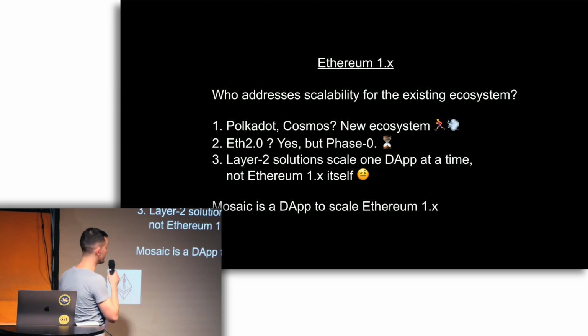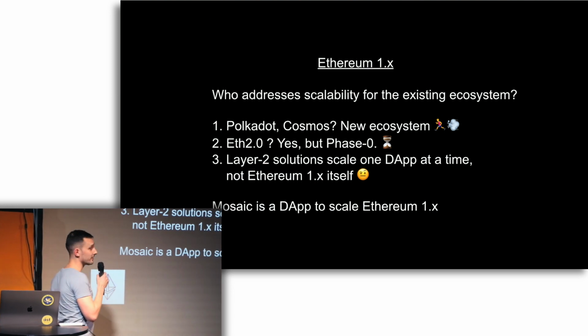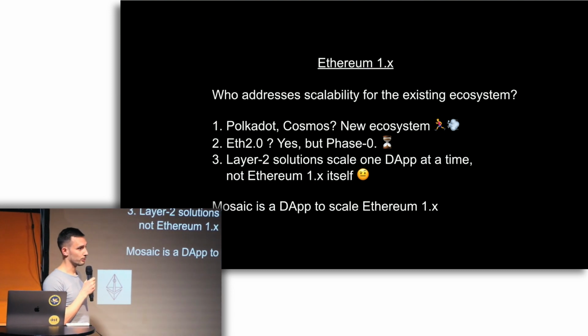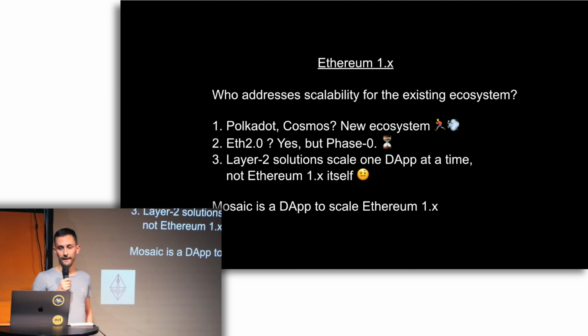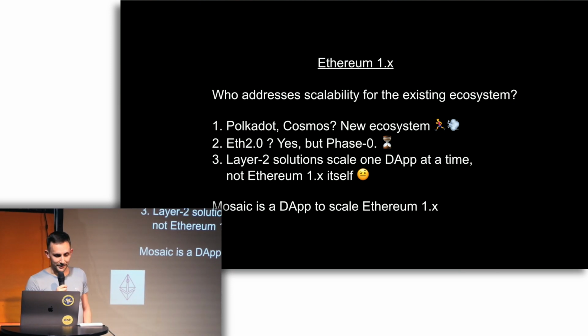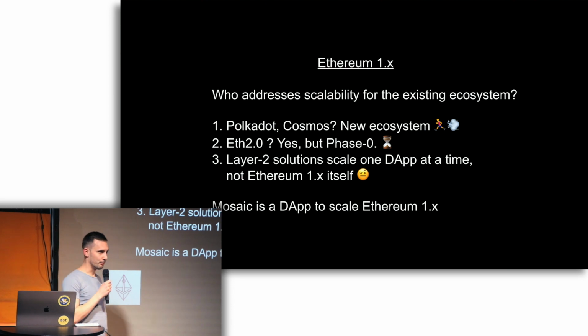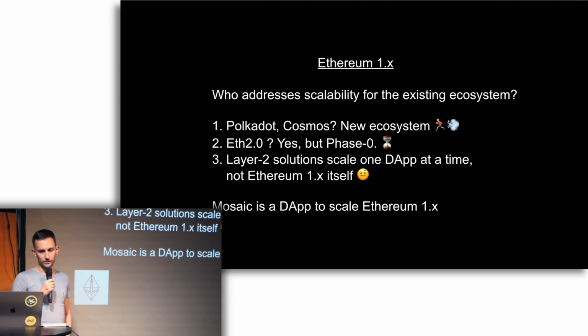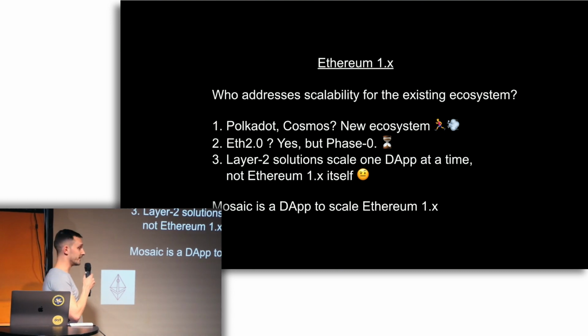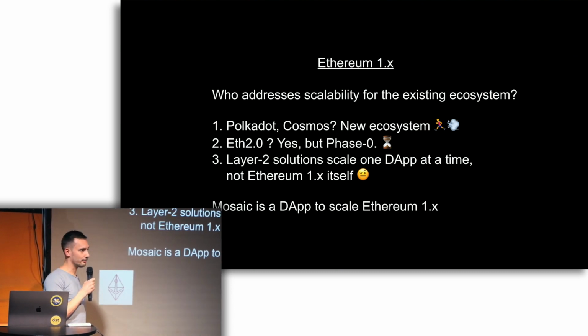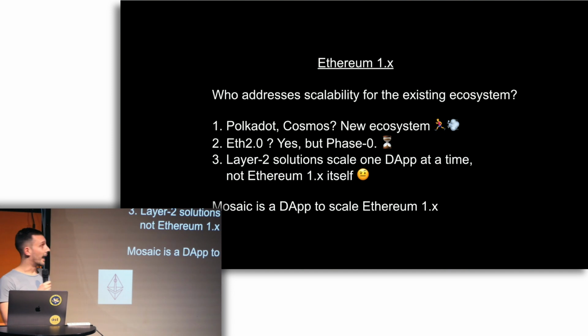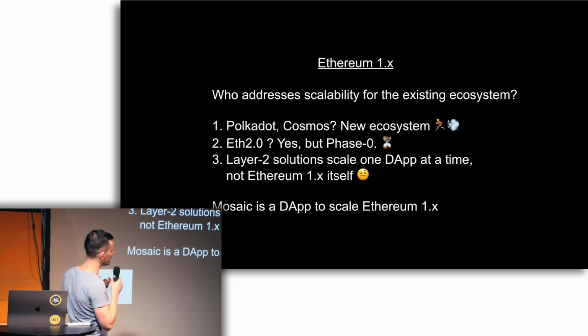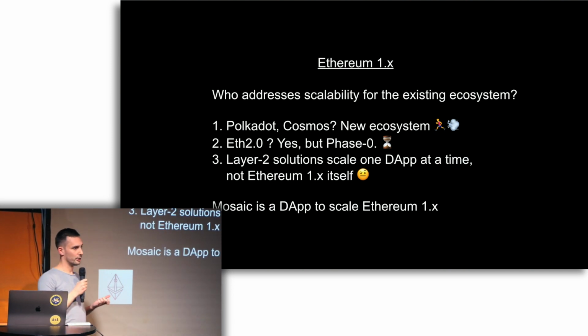And so then the question I asked, who is addressing the scalability for the existing ecosystem? There were a lot of projects building this. And maybe this is my cynical slide. But Polkadot, Cosmos, great projects, but they're building a new ecosystem. Ethereum 2.0, yes, but we've just stabilized phase 0, and it will take a while before we get to feature completion of what we have today. And then the layer 2 solutions always scale one dApp at a time, not Ethereum 1x itself.